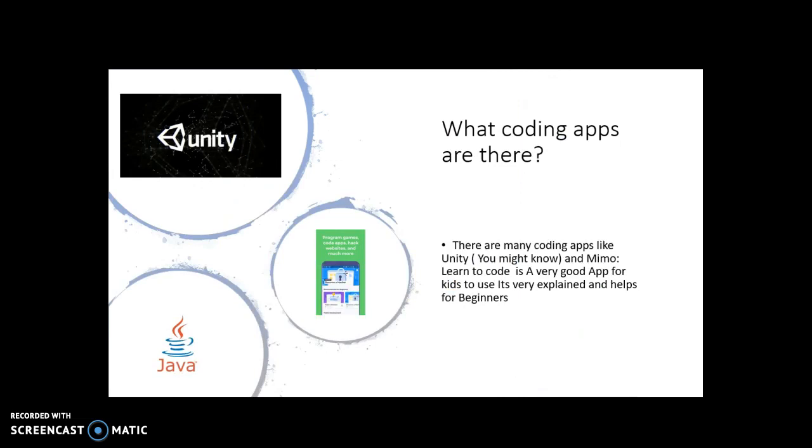So there are coding apps like Unity, Mimo, Learn to Code, and Java. Java is a language, but you can get apps for Java and Python. There are many coding apps like Unity. You might know it because maybe if you download a game on Play Store or App Store, when it's coming in the game, it will have Unity.